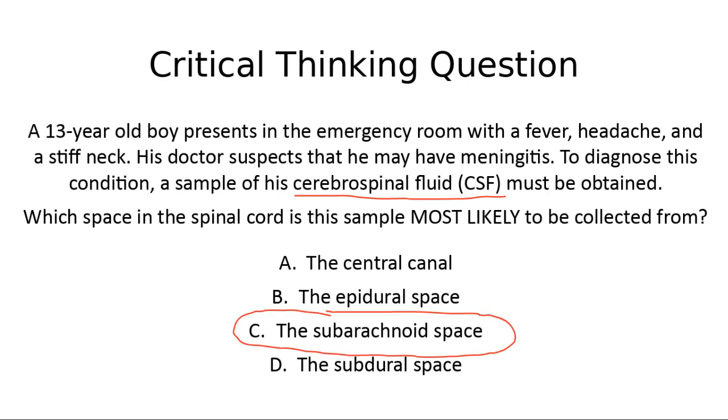The place in the spinal that we would collect cerebrospinal fluid from is the subarachnoid space. That's where our needle is going to go for a lumbar puncture or for a spinal tap. Usually when we do this question in class, I'll get some answers that say the central canal too. The central canal does have cerebrospinal fluid, but I can't get to it. So there is cerebrospinal fluid here, but I wouldn't sample from there. That would damage my spinal cord. I'm going to sample from the subarachnoid space on the outside of the spinal cord.